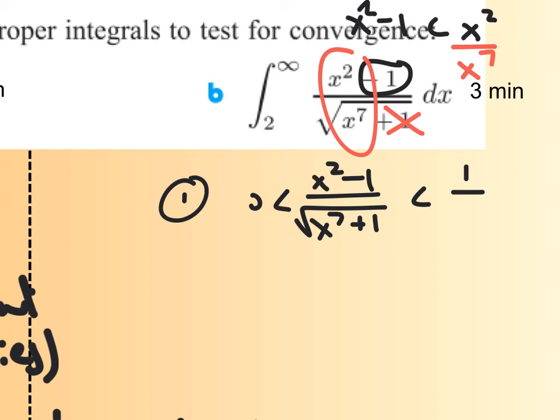Ooh, not x to the 5th. Wait a minute. I forgot a square root there. Okay, so this is really x to the 7 halves. All right? So x to the 2nd is x to the 4 halves. So x to the 4 halves over x to the 7 halves is x to the 3/2. Looky there, p series.